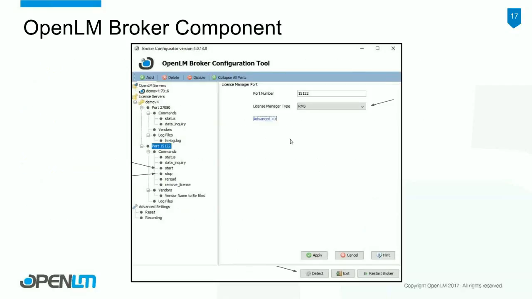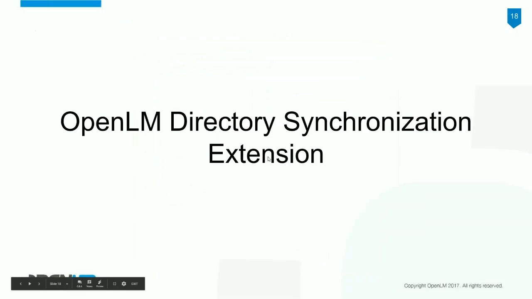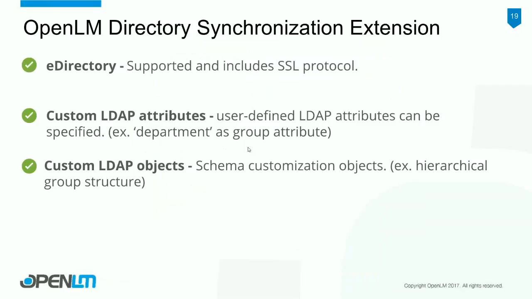So as you can see here, we said that the start and stop can now be done on all license managers that have a Windows service. Sorry. Automatic detection is now on RMS, Linux, and that's it. Let's move on to the directory synchronization extension.